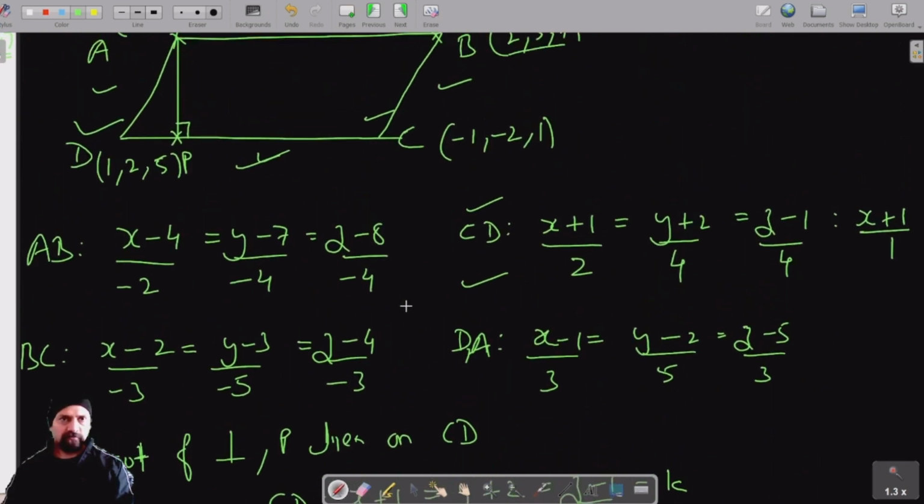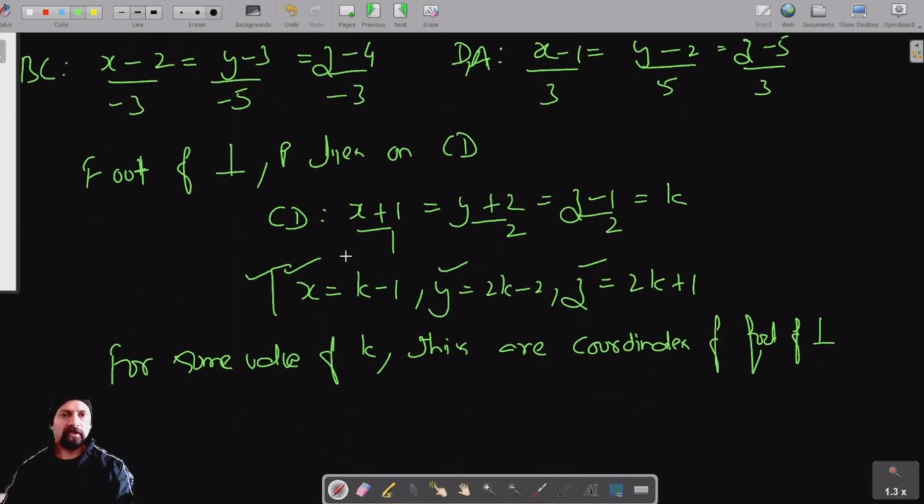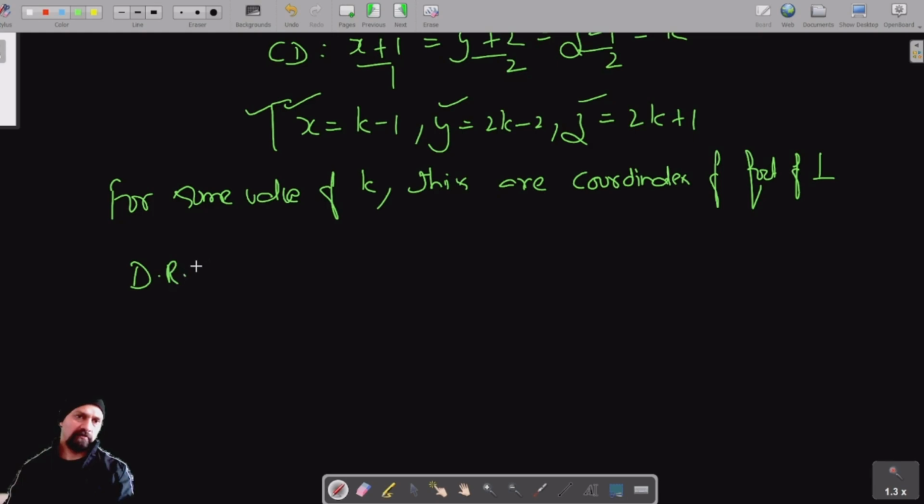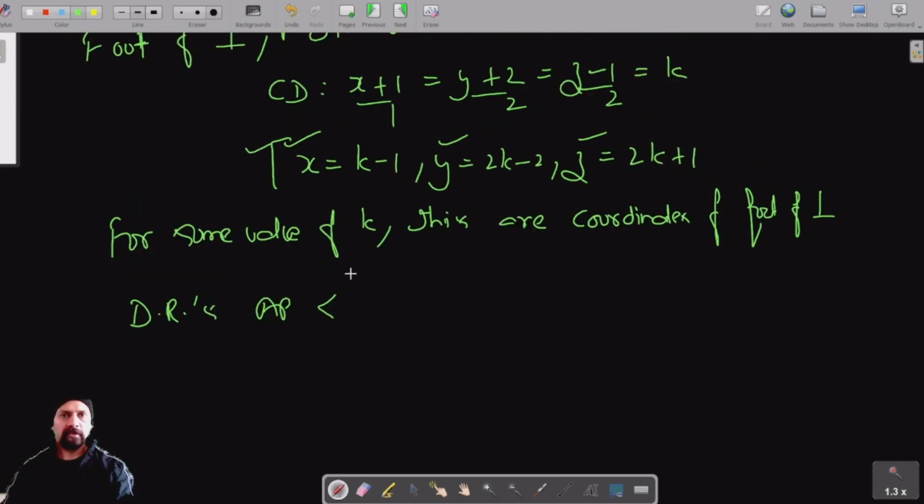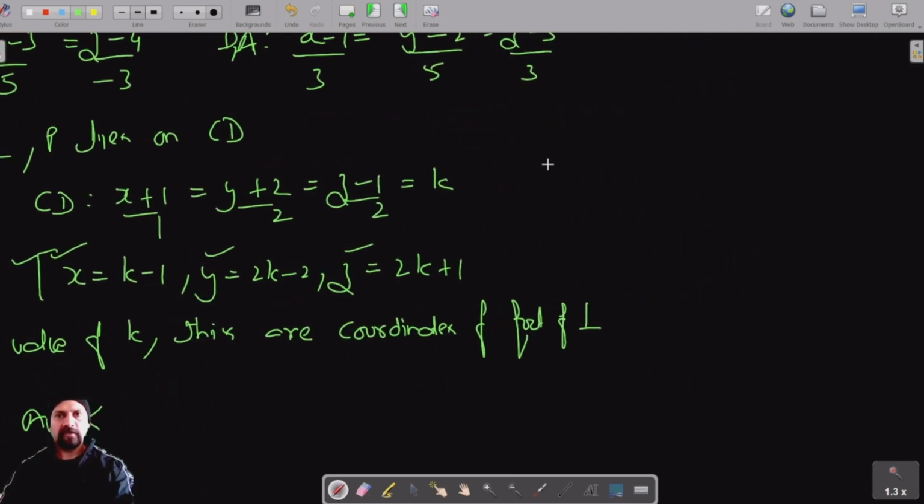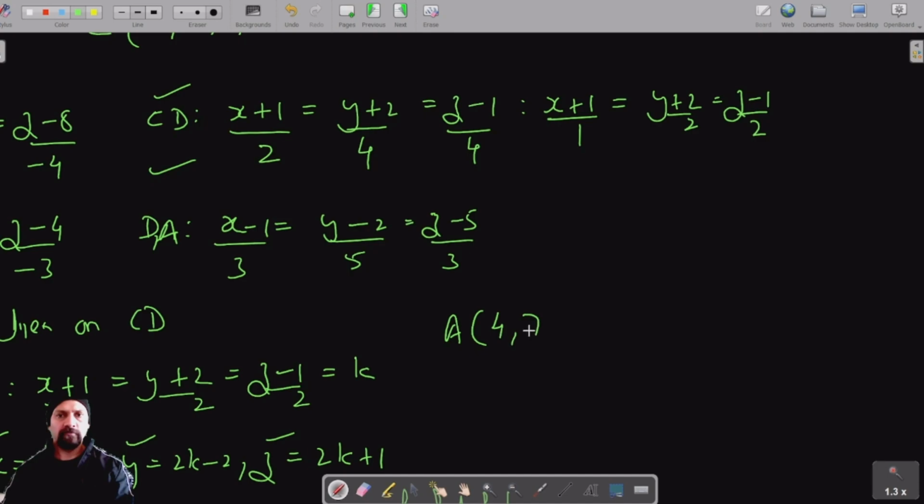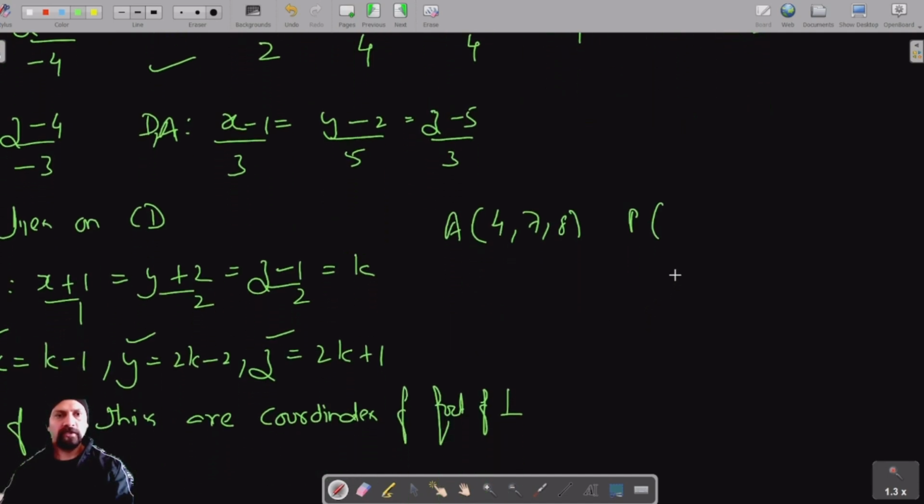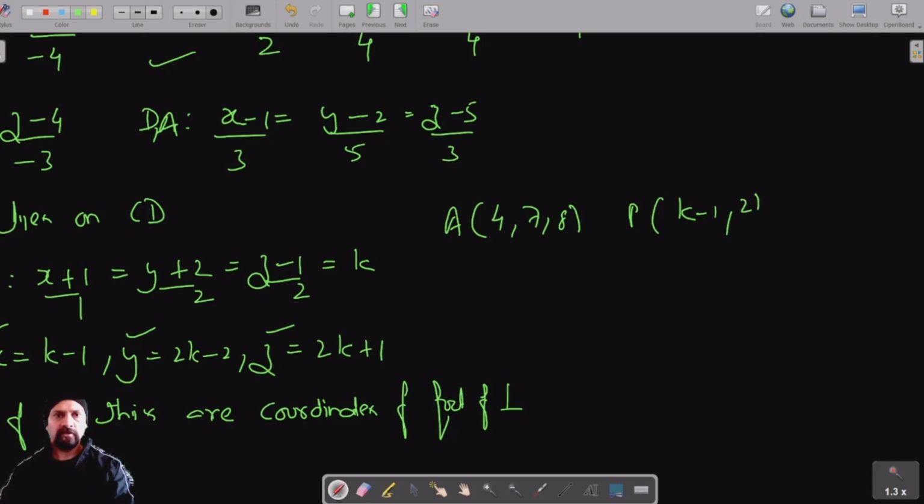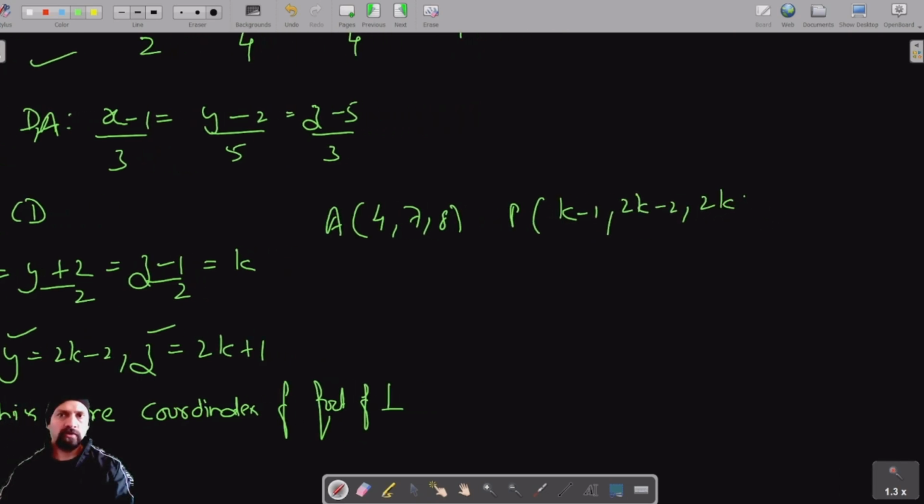So if these are the coordinates of the foot of the perpendicular, we can find the direction ratios of line AP. Now for AP, the coordinates of A are 4, 7, 8, and the coordinates of P are k minus 1, 2k minus 2, and 2k plus 1.